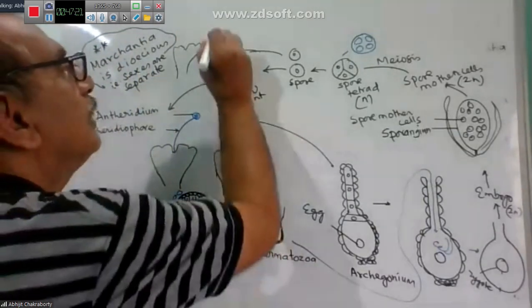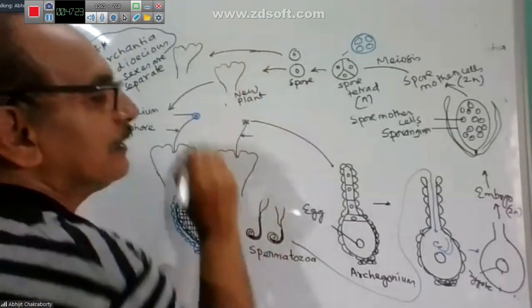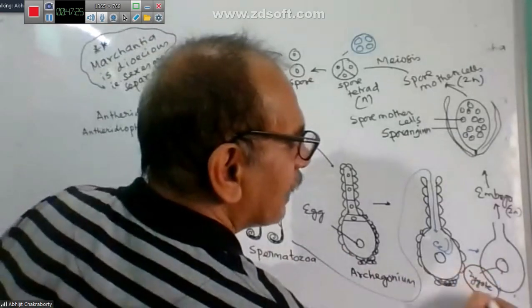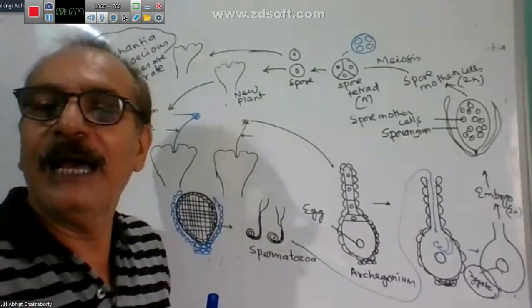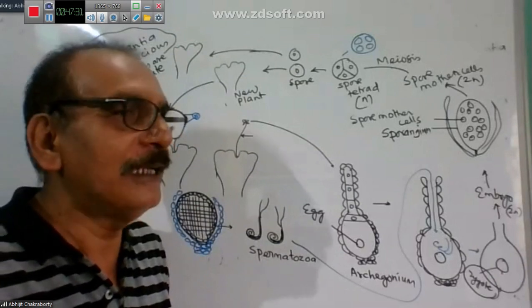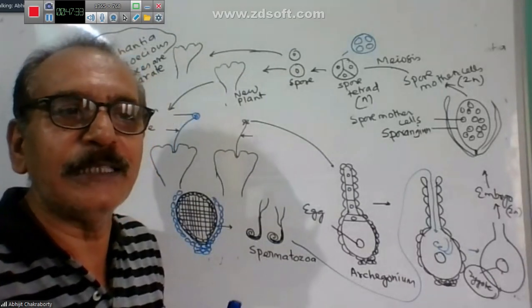First cell of sporophytic generation is zygote. How can you forget zygote? Are you getting me? Write down. First cell of sporophytic generation is zygote.